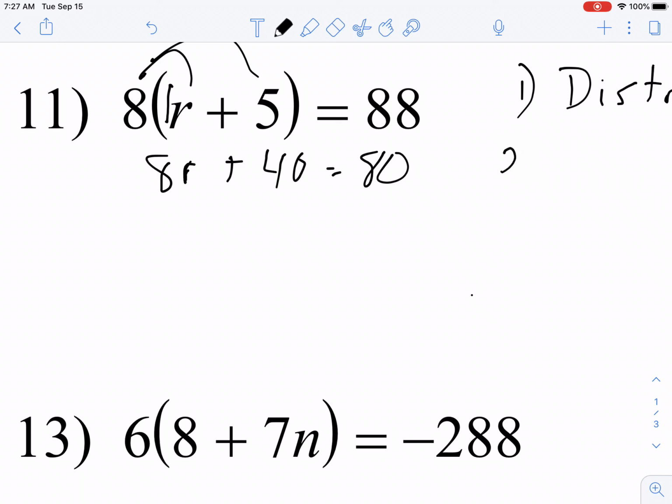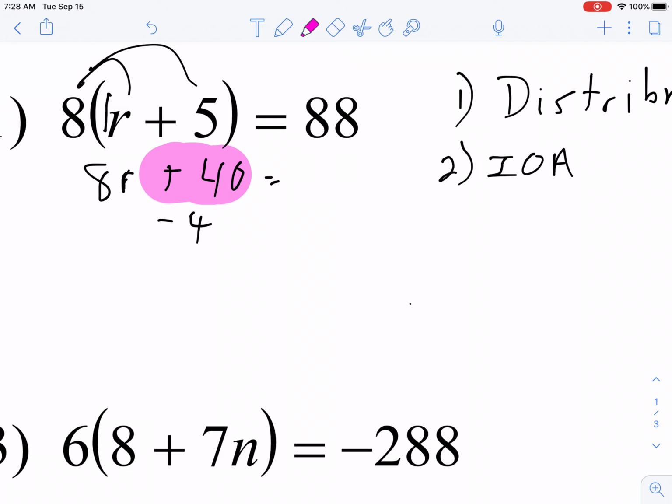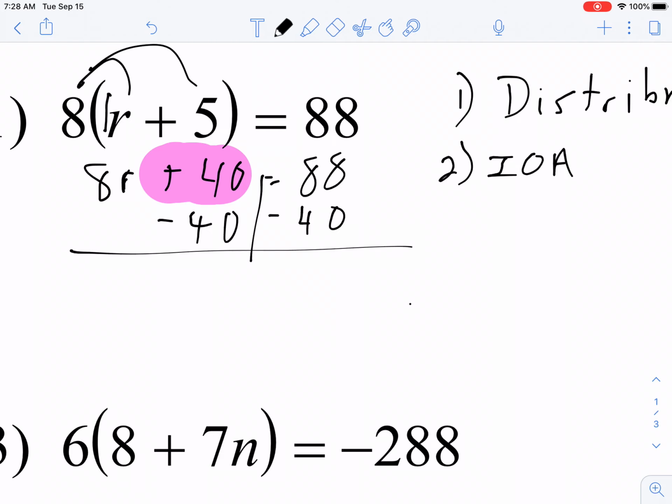And so the second step would be to do the inverse of addition. See how this time it changed? The reason it changed is because of this plus sign. So we're going to do negative 40 on both sides. That should have been 88. Negative 40 on both sides of the equal sign. And so 8r drops down. 40s cancel. And then 88 minus 40 is 48.